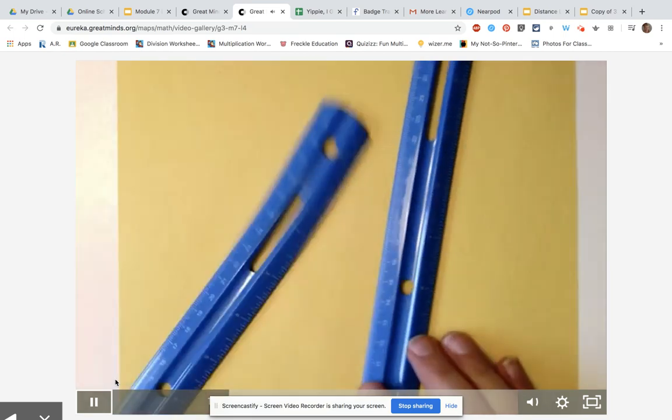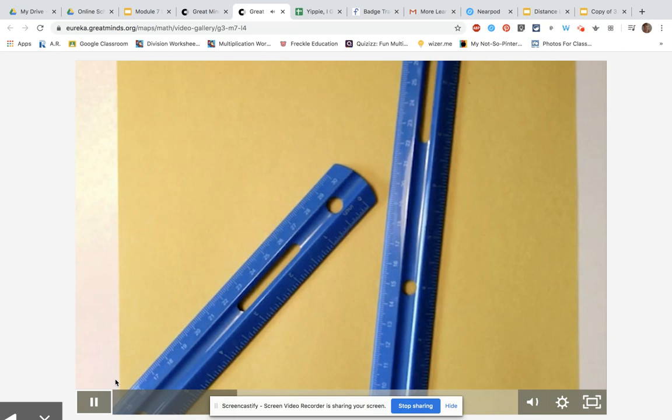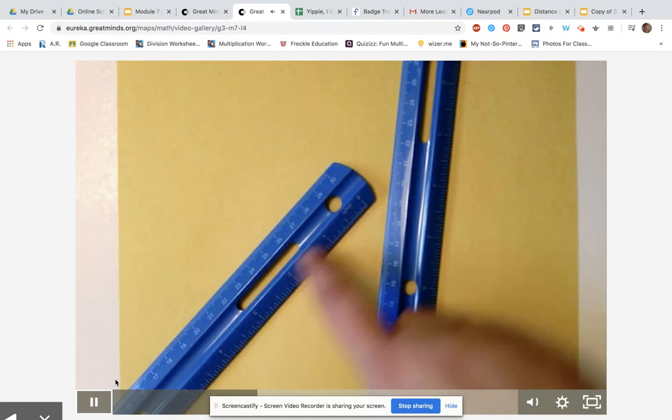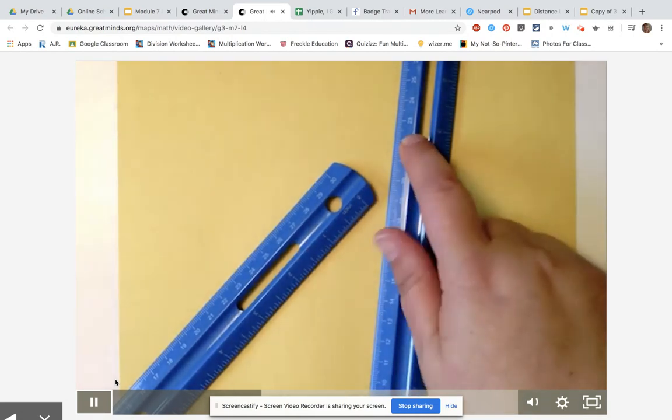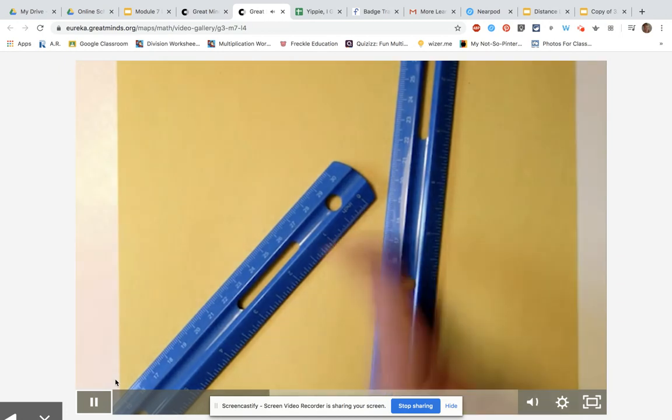How about these lines? Do you think these lines are parallel? Why or why not? No, I don't think they are parallel because if this line goes on forever, it would touch the other line. So they're not parallel. You're right. These lines are not parallel.